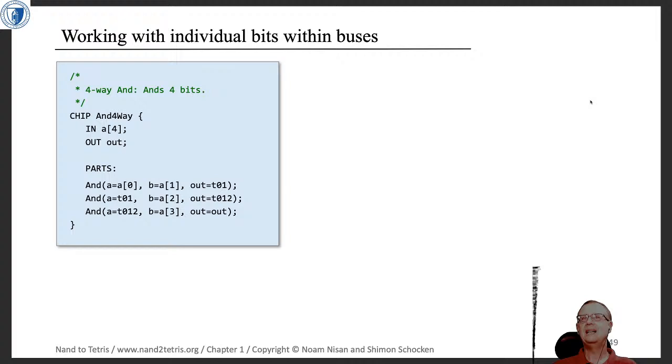Right. And there's all sorts of ways you can decouple those arrays of bits. In this case, it's saying that the inputs are an array of 4 bits, and it ANDs some of the bits together. And it's using some temporary variables to do that.